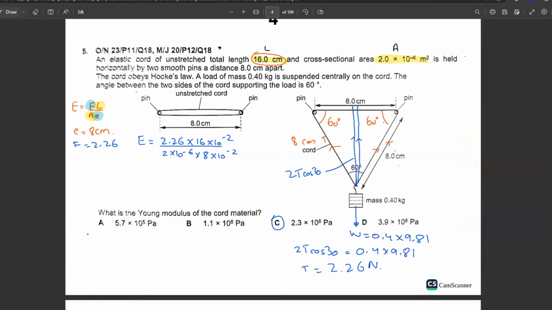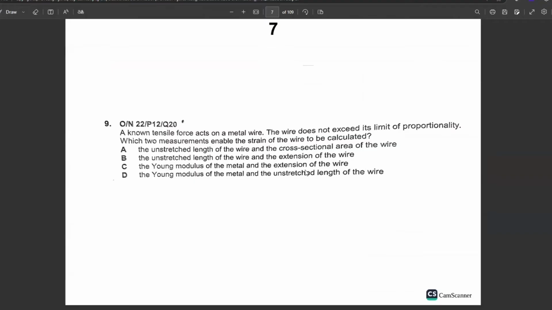Let's further move ahead. A known tensile force acts on a metal wire. The wire does not exceed its limit of proportionality. Which two measurements enable the strain of the wire to be calculated? The unstretched length of the wire and the cross-sectional area? No. The unstretched length of the wire and the extension? B is your answer. If you check in the marking scheme, the answer to 7 is B. Perfect. Let's further move ahead.